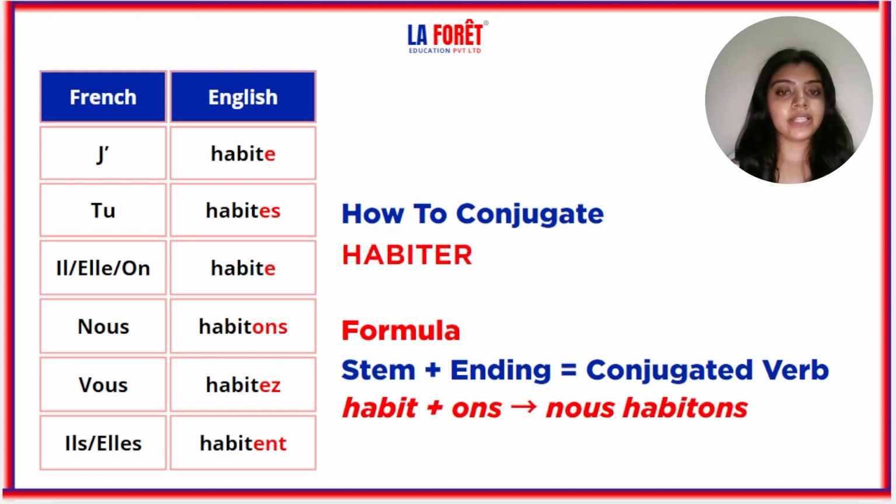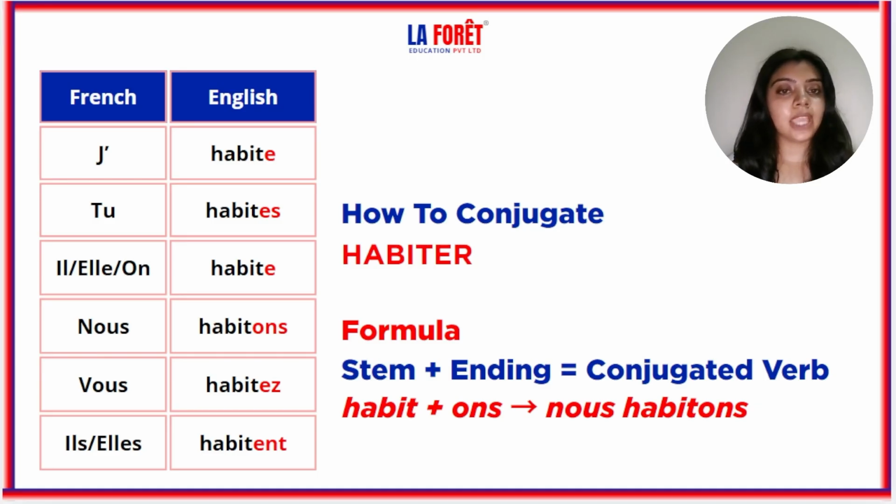Right. So let's conjugate now the verb habiter. Habiter means to live. In this again we will be taking the stem which is habit. We will be cutting er and then habit will be the stem and then we will be adding endings and it will be the conjugated verb. So first is j'habite.